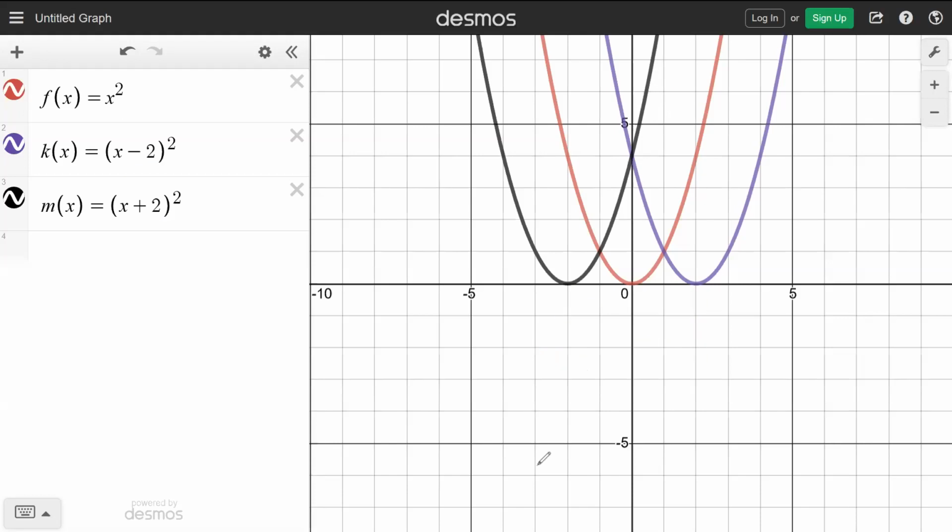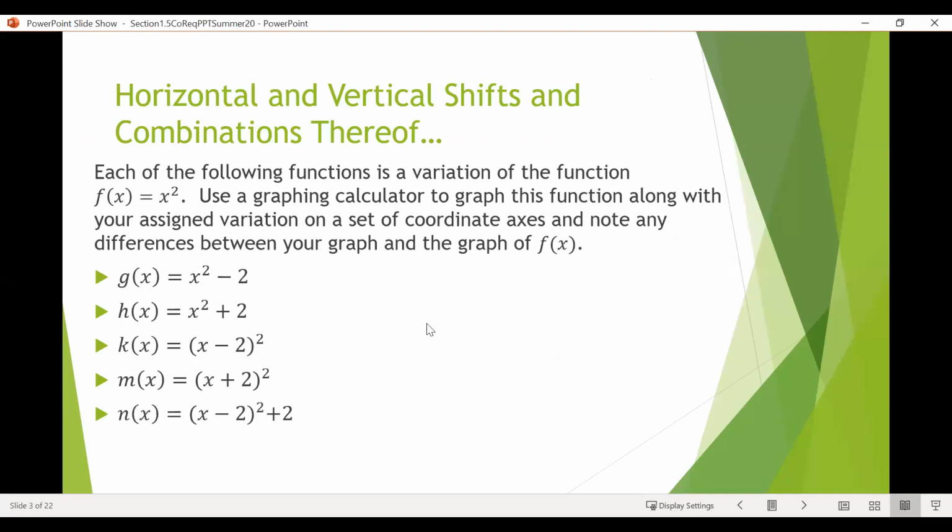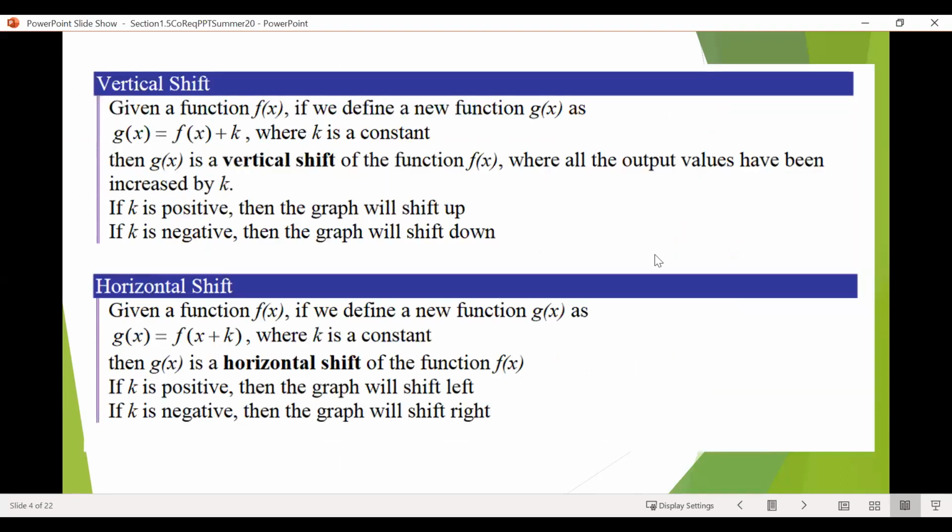All right, so let's summarize our findings here, and we're going to go back to the PowerPoint. And this slide here summarizes the things we saw. So if we have a function f of x, so that would be like our x squared where we were graphing, and we define a new function by taking that function and adding or subtracting something to it. Okay, well this is what happens. If that value is positive, so if you're adding, the graph shifts up. If that value is negative, meaning subtracting, then the graph shifts down, okay?